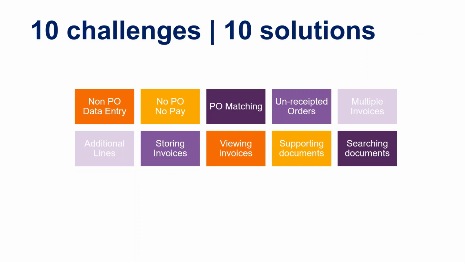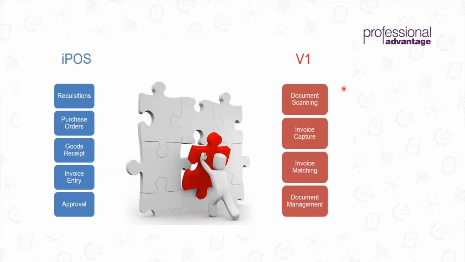We want to notify users if they haven't received their orders. We want to be able to deal with multiple invoices, so one purchase order but multiple invoices. We want to be able to add lines. When we automate this and digitise this, we obviously want to be able to store and view invoices and search for them later on. Importantly though, we also want to be able to add other documents as well along the way. So they're the 10, I guess, challenges that we have around iPOS and automating it completely, and these are the solutions that V1 can provide.